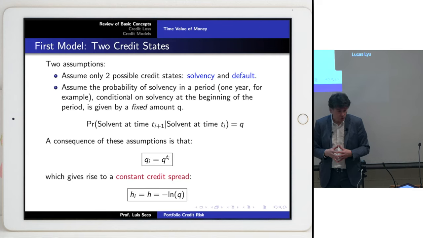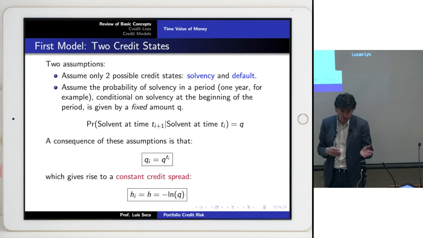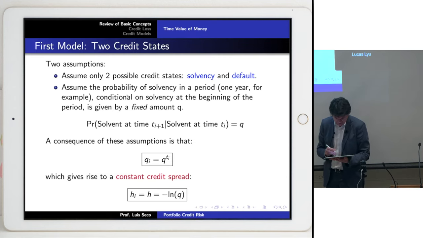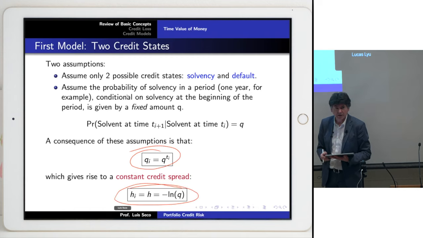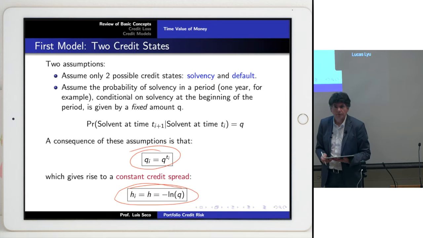Good. So we're introducing a model here. The model is that you can be solvent or bankrupt, only that, but the probability of going from one to the other is the same over time. That's the assumption we're making. It's a big assumption. But under that big assumption, what we see is that the probability of solvency is very simple. It's the fixed annual probability raised to a power. Right? So from that perspective, the credit spread, which was the logarithm of Q divided by time, is constant.